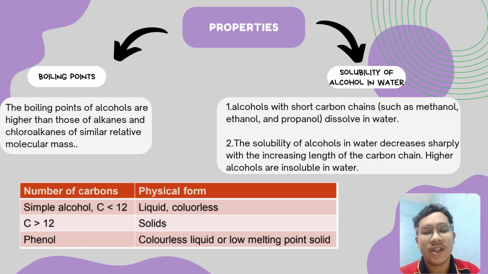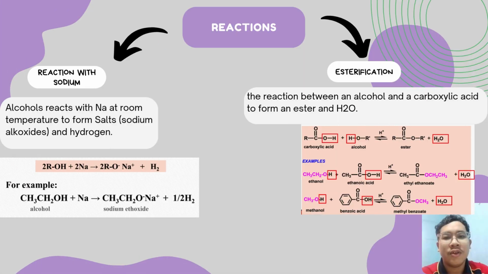Now, if you look at the table below, you can see that simple alcohols that have less than 12 carbons, their physical form is liquid and colorless. Meanwhile, alcohols with carbon more than 12, the physical form is solid. So now I'm going to talk about the reaction of alcohol.